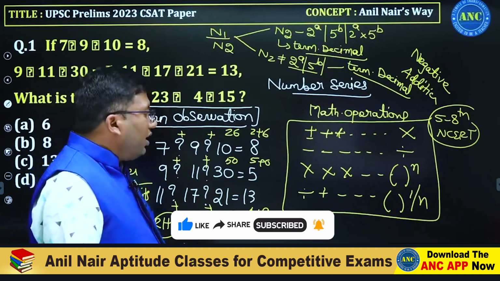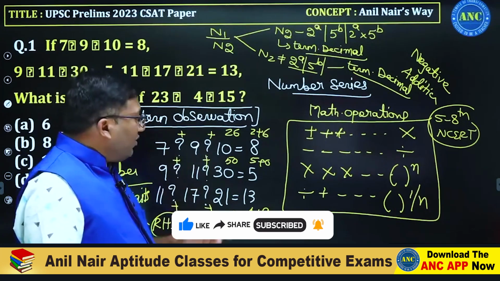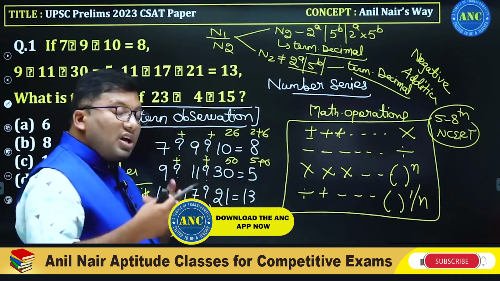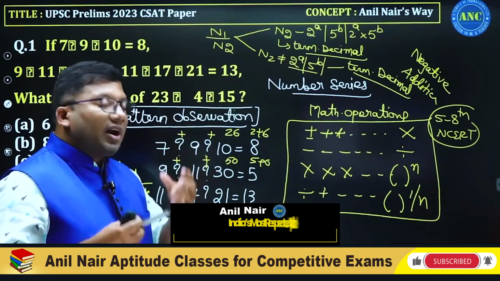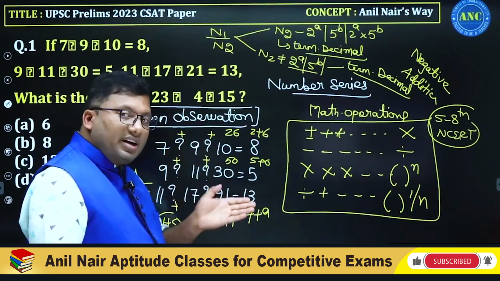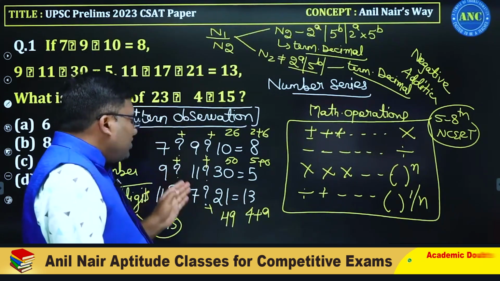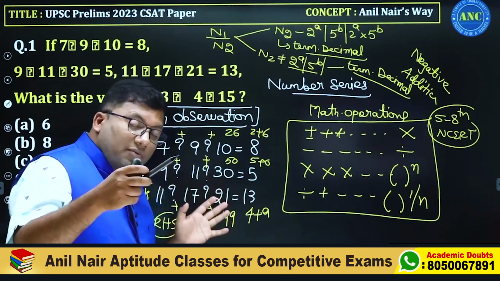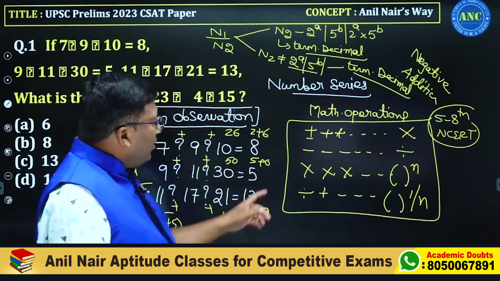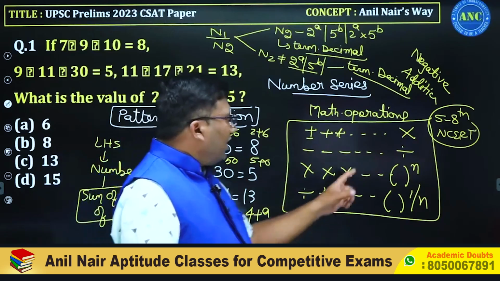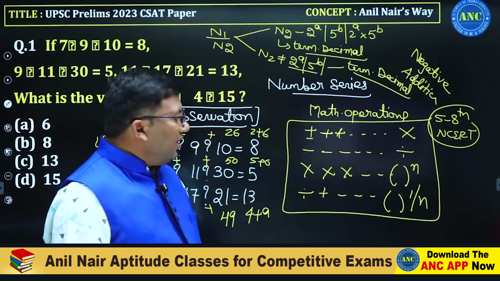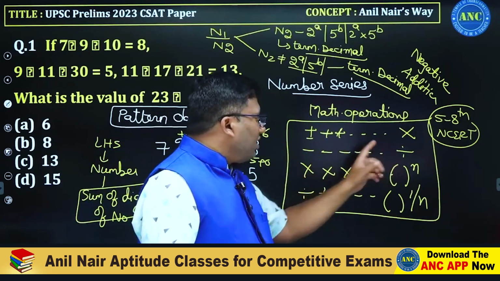Then, sir, how come into will not work? All the right hand side values are very small values. The into function will give a larger value. 7 into 9 is 63, plus 10 is 73, a larger value. So the into function is giving a larger value. Division is giving a terminating or recurring decimal value. Into is out, division is out.